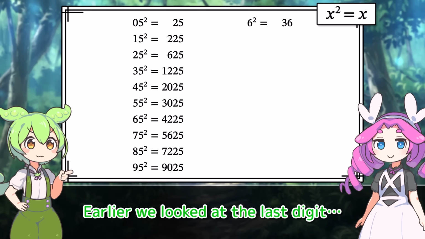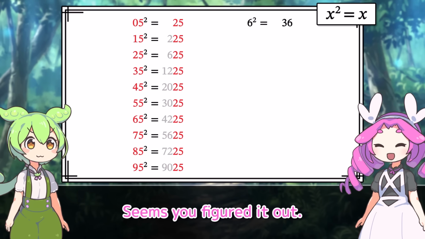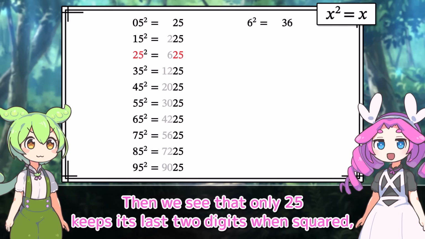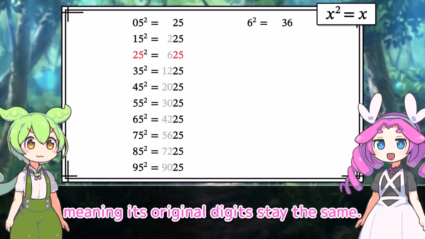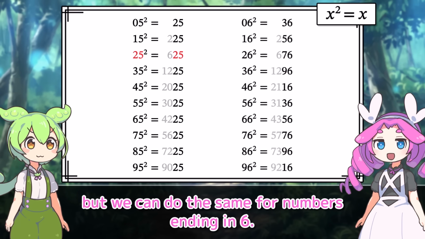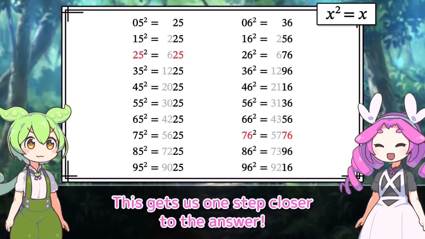Earlier we looked at the last digit, so now we're looking at the last 2 digits. Seems you figured it out. Yes, let's focus on the last 2 digits. Then we see that only 25 keeps its last 2 digits when squared, meaning its original digits stay the same. So far we looked at numbers ending in 5, but we can do the same for numbers ending in 6. Then we find that only 76 keeps its original digits when squared. This gets us one step closer to the answer.